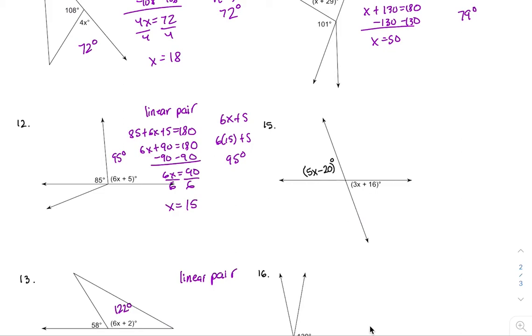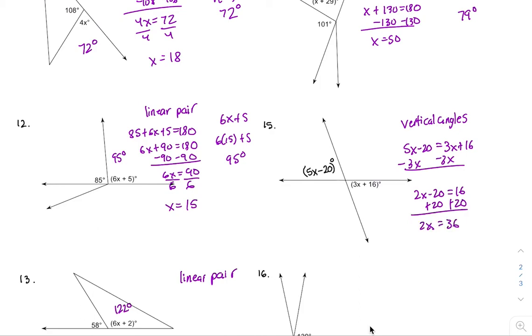15, these are vertical angles. So since they're vertical angles, that means they're congruent to each other. So they're equal to each other. So 5x minus 20 is equal to 3x plus 16. I'm going to get my variables on the left-hand side, so I'm going to subtract 3x from both sides. I'm going to add 20 to both sides to get the constants on the right-hand side. And divide both sides by 2. So x is going to equal 18.